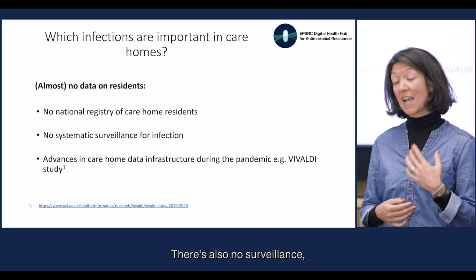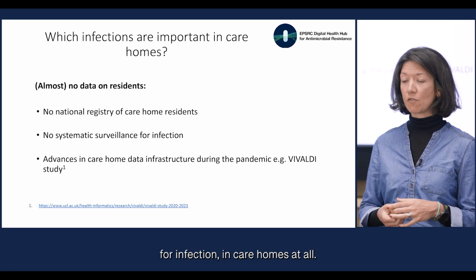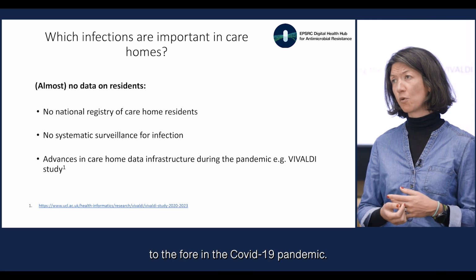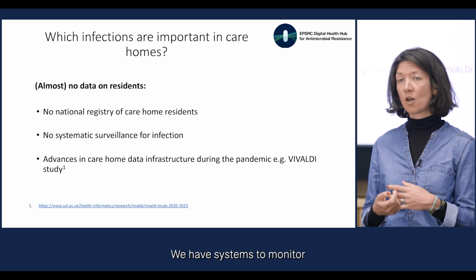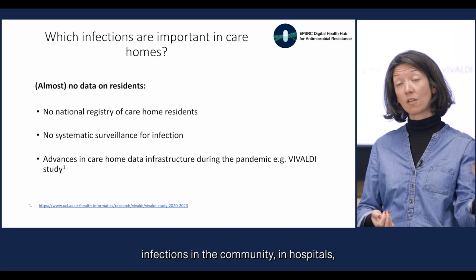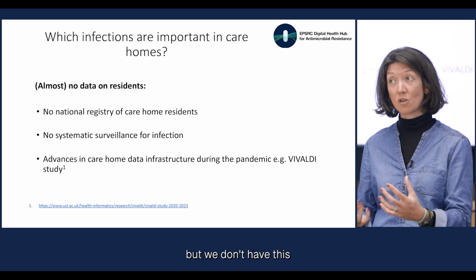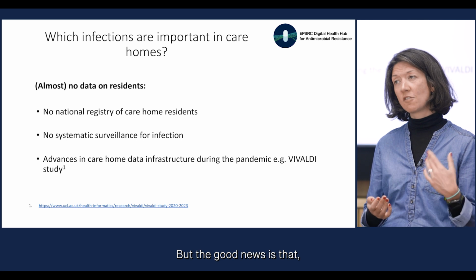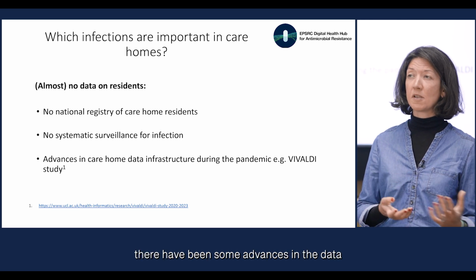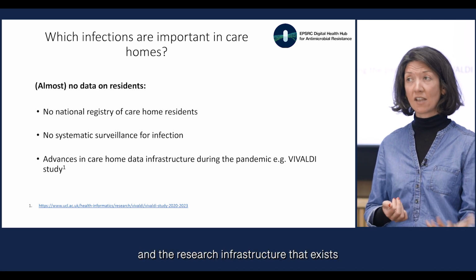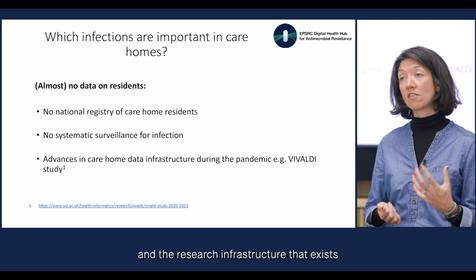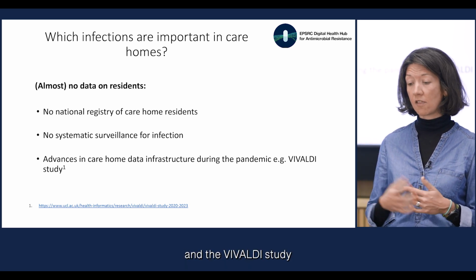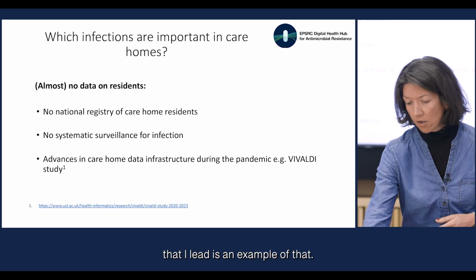There's also no systematic surveillance for infection in care homes at all. This was something that really came to the fore in the COVID-19 pandemic. We have systems to monitor infections in the community and in hospitals, but we don't have this for vulnerable people in care homes. But the good news is that because of the pandemic, there have been some advances in the data and the research infrastructure that exists as a direct result of the pandemic, and the Vivaldi study that I lead is an example of that.